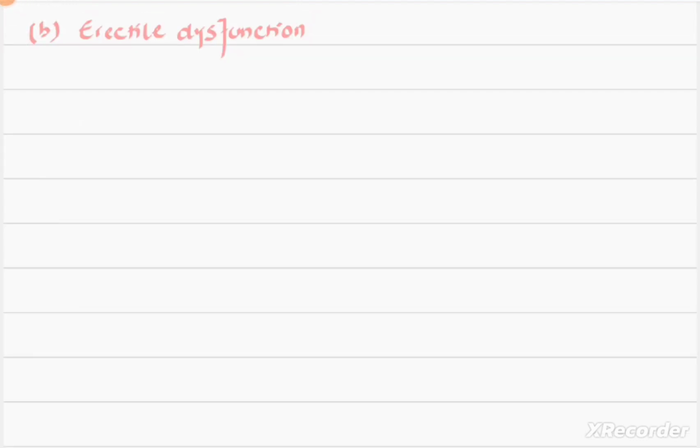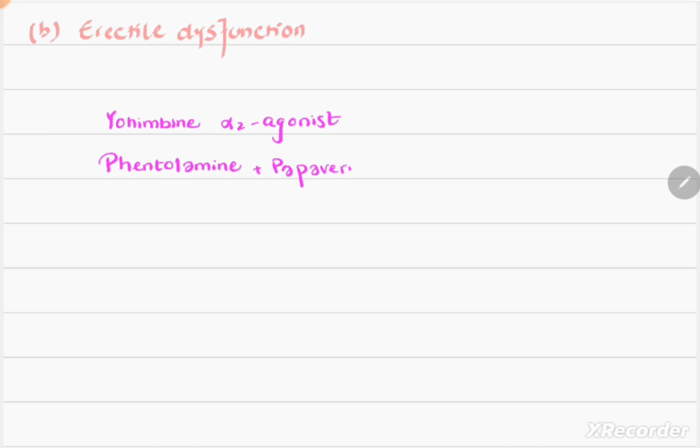These drugs also have another role. They were previously used to treat erectile dysfunction. Now, they have been largely replaced by sildenafil and other phosphodiesterase inhibitors. But previously, the drug yohimbine, an alpha 2 antagonist, was used for the treatment of erectile dysfunction, and phentolamine was often used in combination with a muscle relaxant, papaverine. This combination was injected directly into the penis and was used for the treatment of erectile dysfunction.